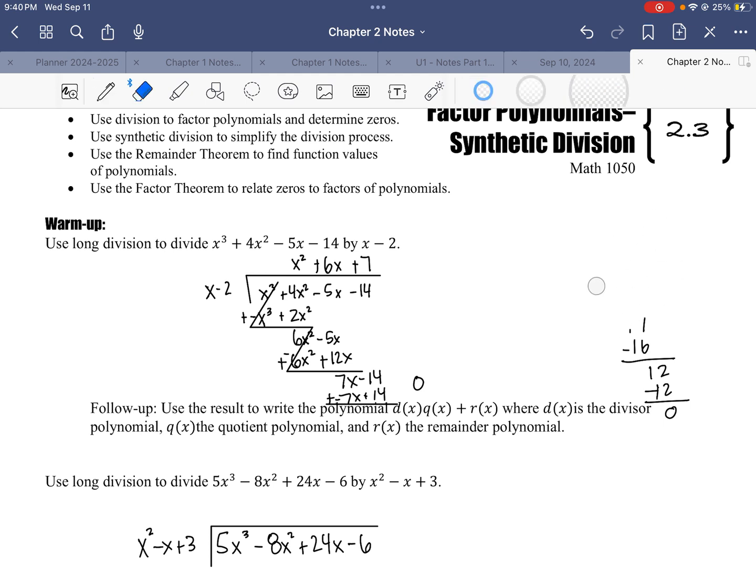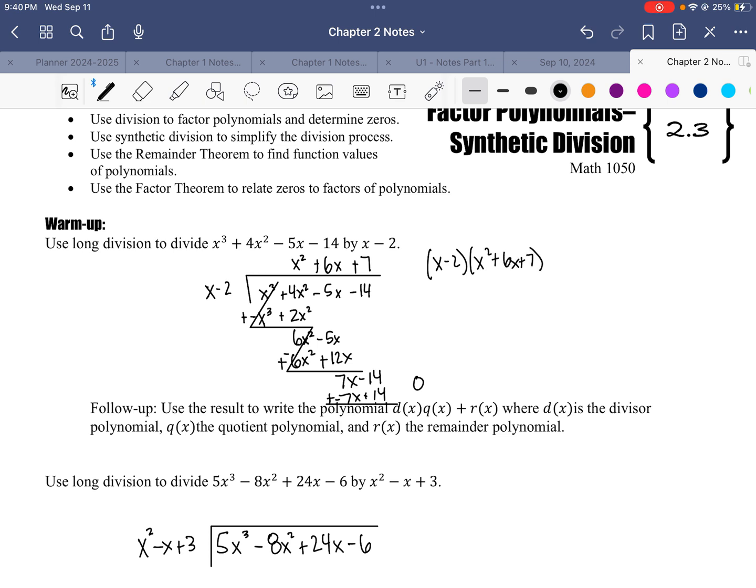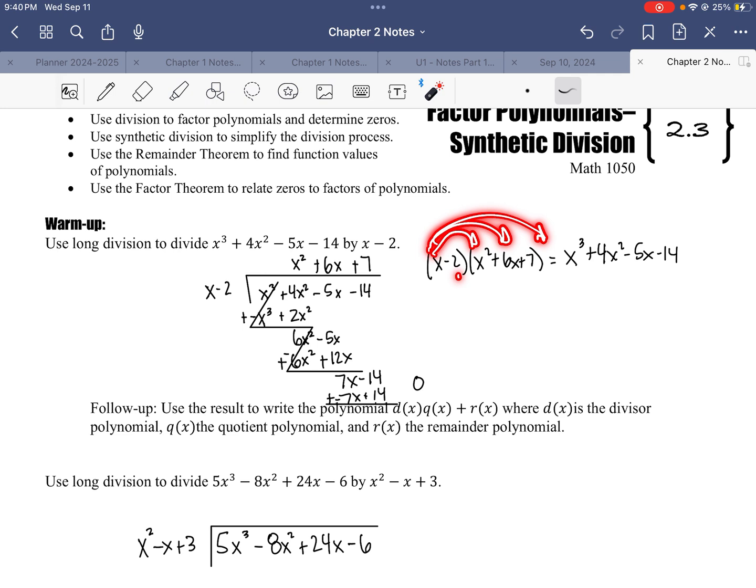So what this means for us as far as our division goes, what we're saying is that if you take x minus 2 and multiply by x squared plus 6x plus 7, that should equal x to the third plus 4x squared minus 5x minus 14. So if you wanted to test this, you could certainly multiply all of these together just to double check.